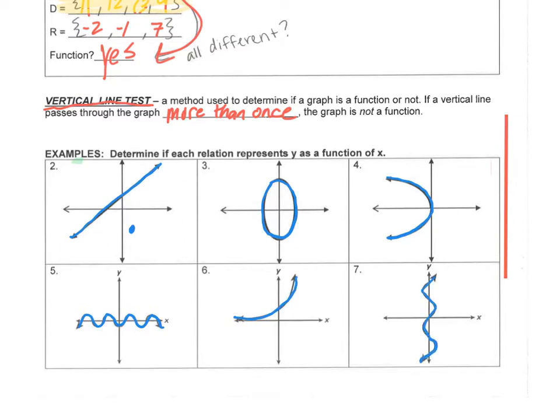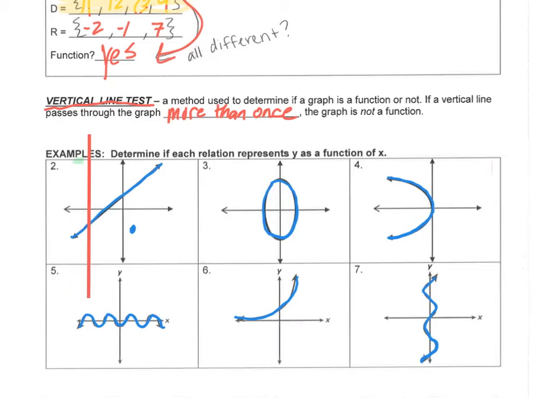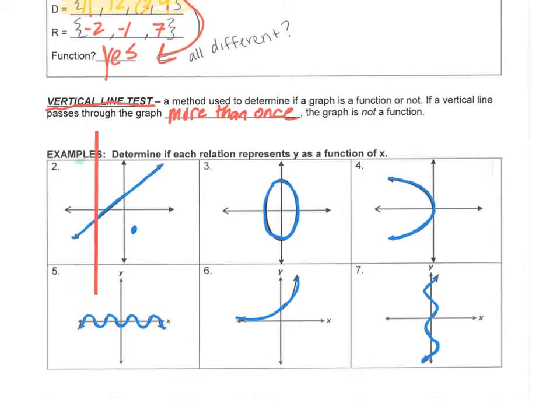All right, now let's see if this will work. So I'm going to start by looking at number 2, and I'm going to take my vertical line, that means it's a line that goes up and down, and I'm going to run it across the graph from left to right. So if you look, it's only hitting the blue line one time. Can you see that? Only once.